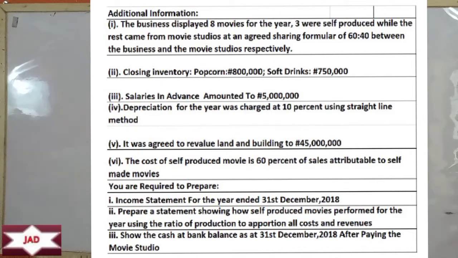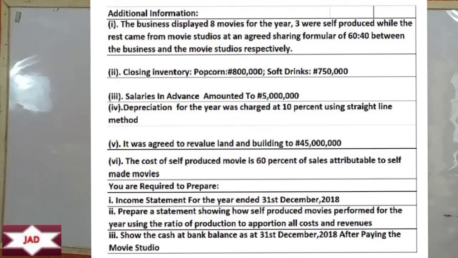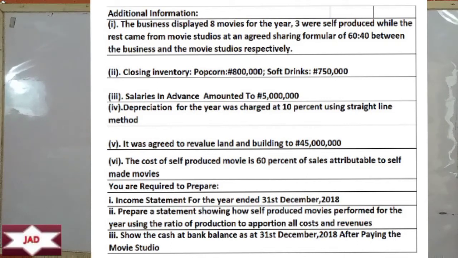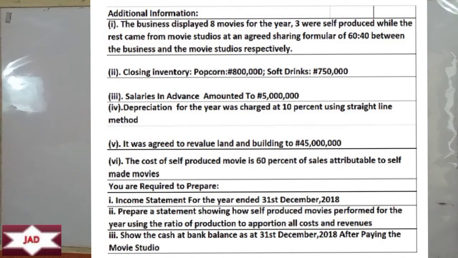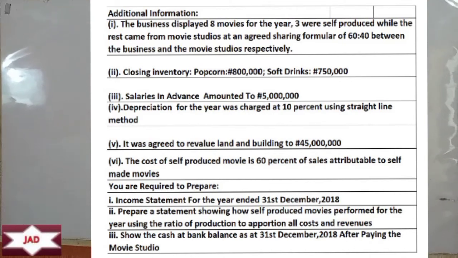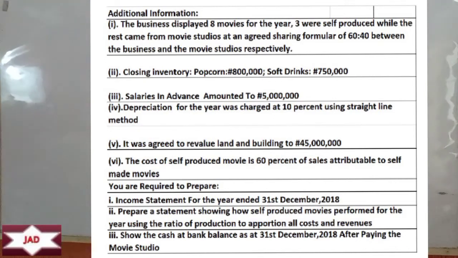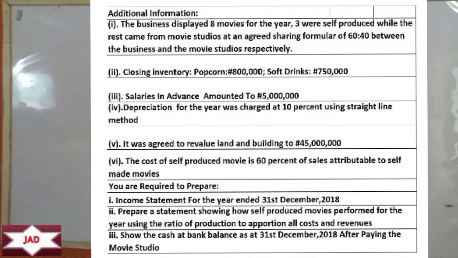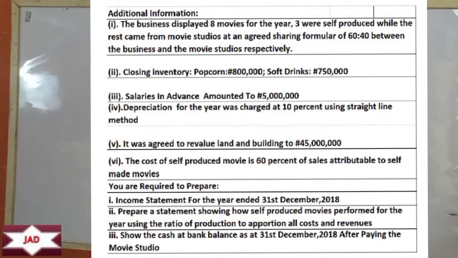Then the last one there, I can see it was agreed to revalue land and building at 5 million. And then we now have, you are required to prepare an income statement for the year ended 31st December 2018; to prepare a statement showing how self-produced movies performed for the year, using the ratio of production to apportion all costs and revenues; and then show the cash at bank balance at 31st December 2018 after paying the movie studio.